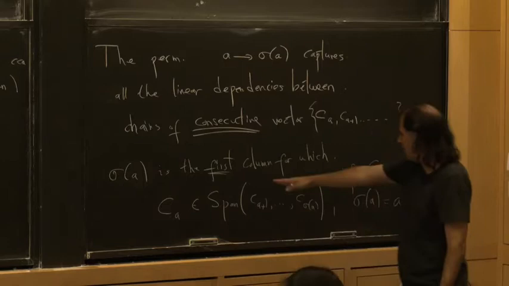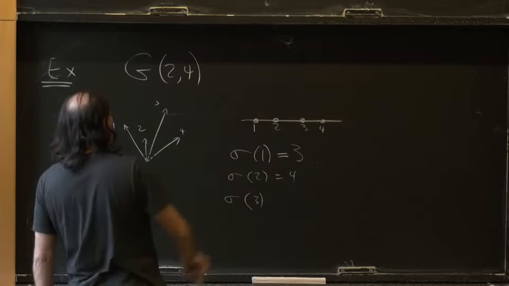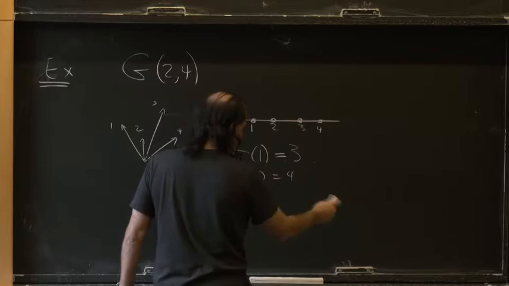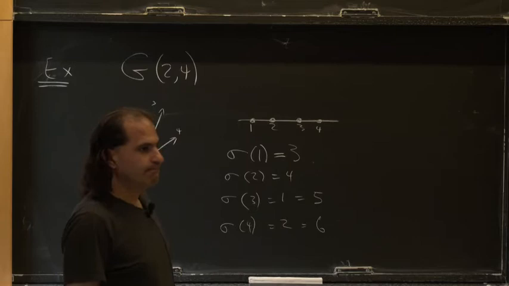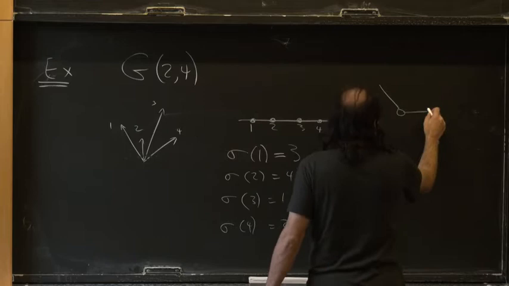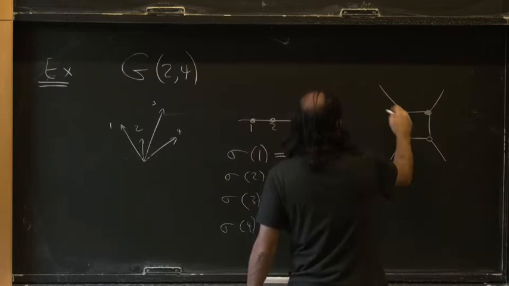And so in this case, clearly, sigma of 2 would be 4. I just have to jump 2 ahead. Sigma of 3, I've got to go ahead, so 3 is 4. The next one over would be 1, which I'm going to write as 5. And sigma of 4 is 2, which I'm going to write as 6. And if you recall, that's the permutation that we got from this picture. Forget the orientation, just 1, 2, 3, 4.